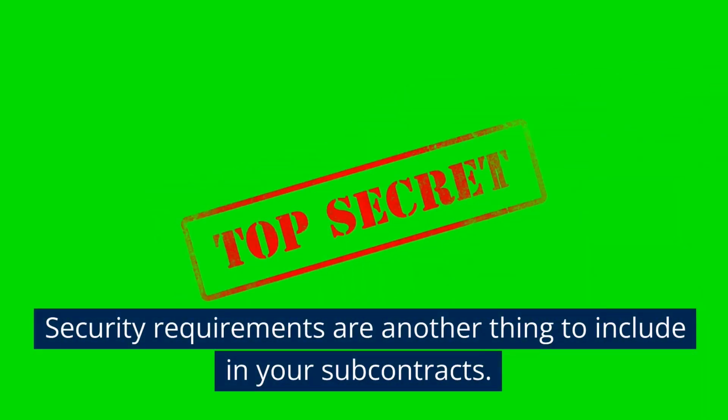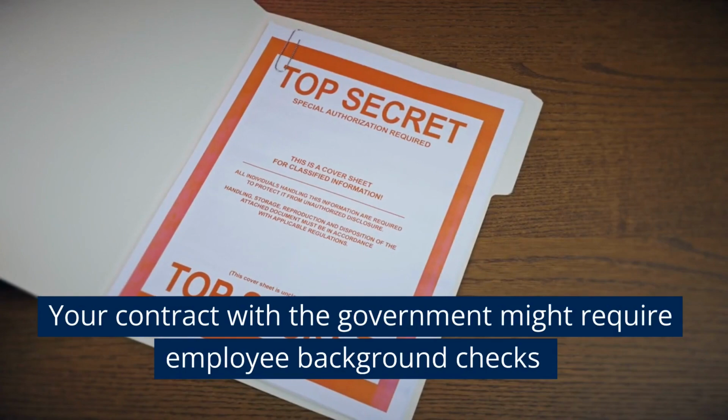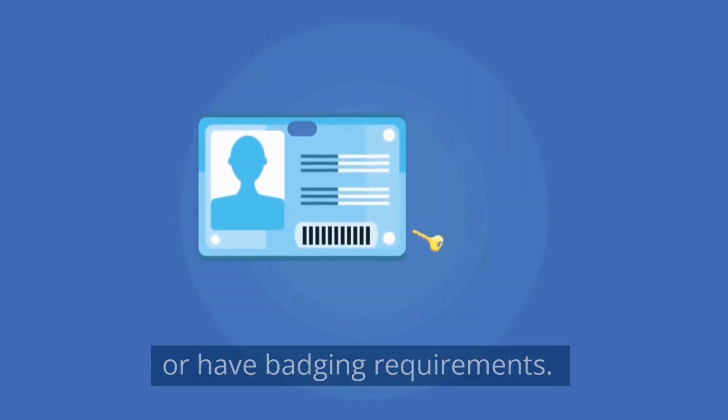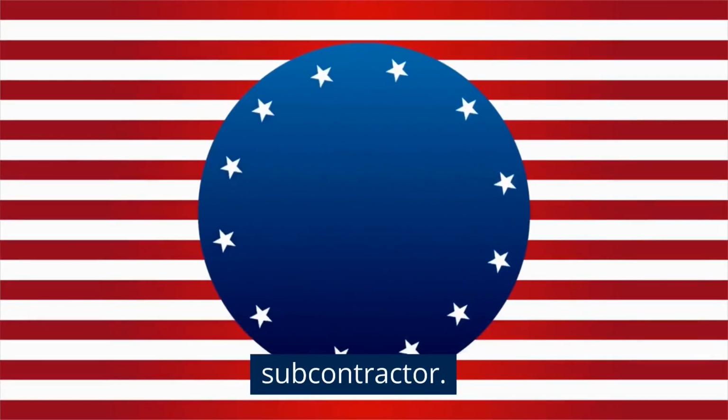Security requirements are another thing to include in your subcontracts. For example, your contract with the government might require employee background checks or have badging requirements. Make sure you pass these requirements on to your subcontractor.